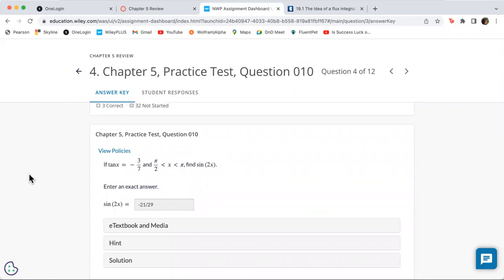Problem 4 is similar. We've got tangent of x is negative 3/7, and we want to find sine of 2x.